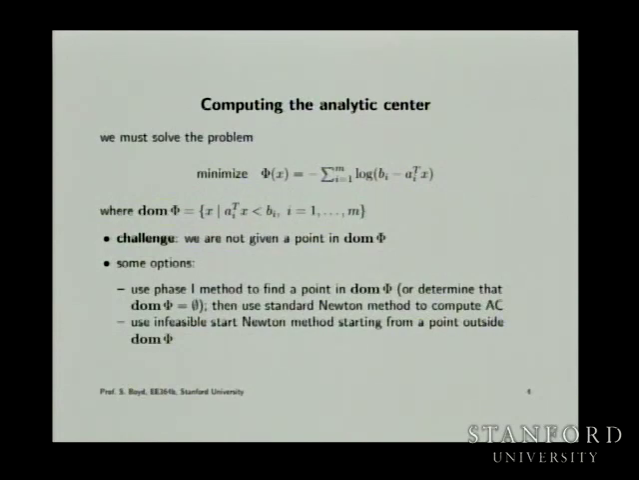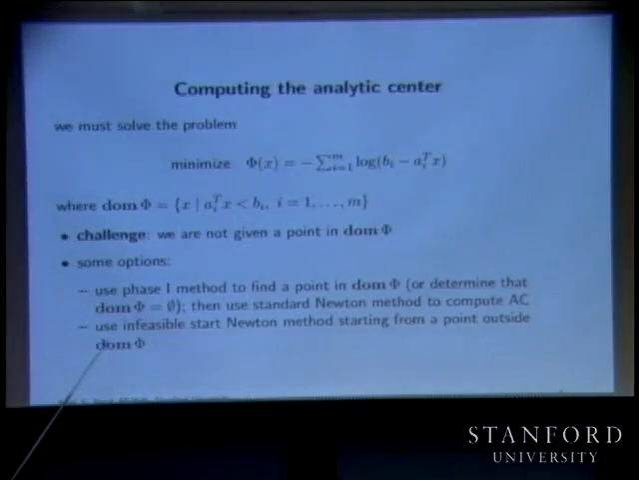How do you compute the analytic center? Well, you have to solve this, and there's lots of ways to do that. But there is one issue: you're not given a point in the domain of this function. So that's actually the challenge here. There's lots of ways to get around this. One, of course, is to use a phase one method to find a point in the domain. The advantage is that this will, in a graceful way, determine if this set is empty. If it's not empty, you can use a standard Newton method to compute the analytic center. You can also use an infeasible start Newton method.